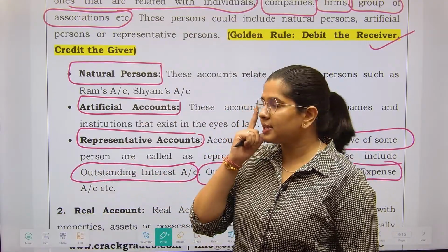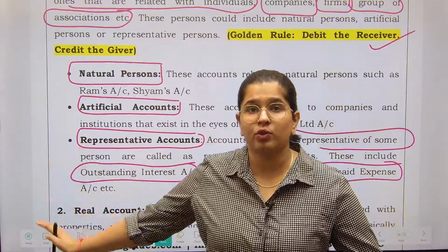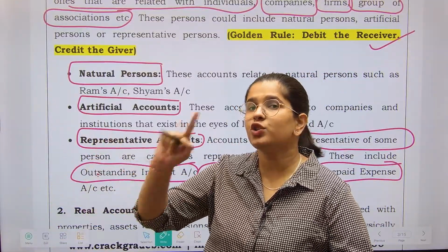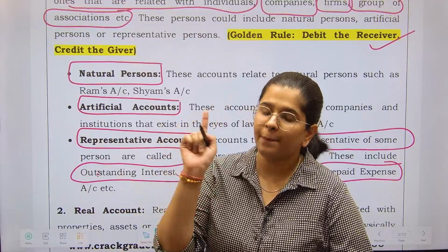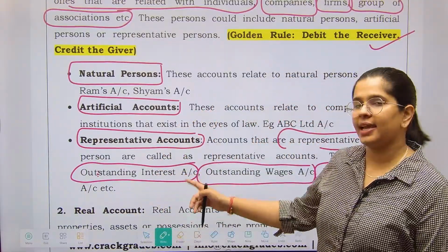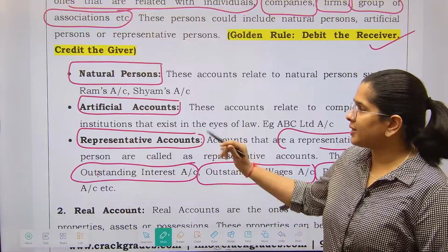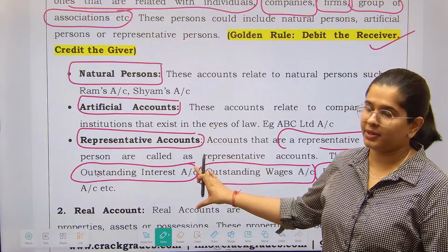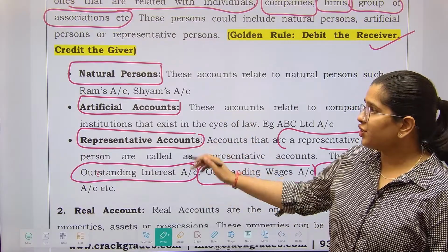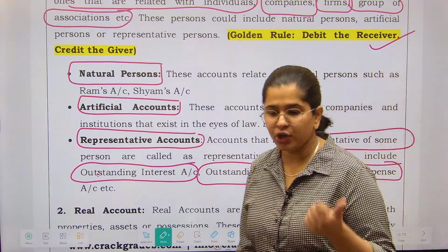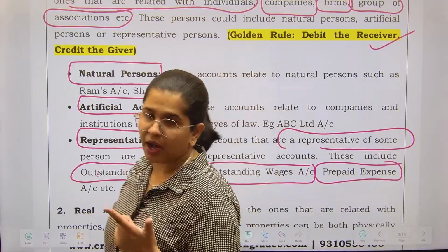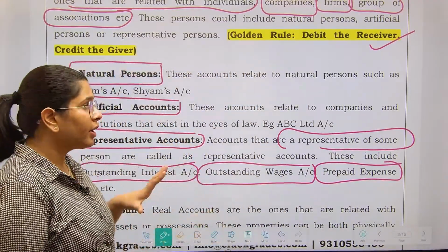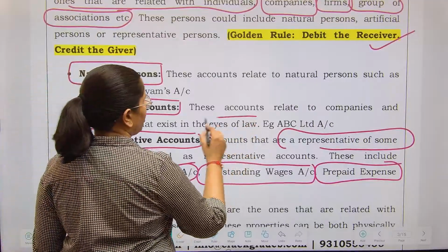ठीक है, 30,000 से मैं लिखूंगी that okay, this is outstanding. This represents a person because I need to pay this interest to a person. This account is indicating towards a person. So that is why we call it as a representative personal account. Artificial accounts, as we have talked about, your companies, your firms, etc., they are called as the artificial persons because they are recognized as such in the eyes of law.